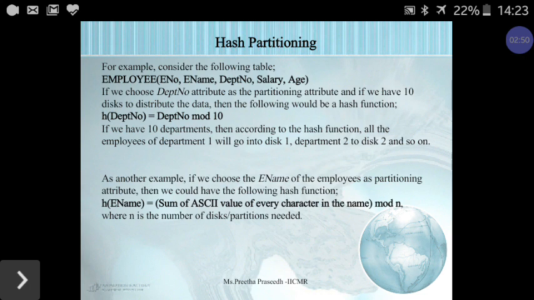Hash partitioning: here the hash function is applied on a particular partitioning attribute. In this example we are considering the department number. If we have 10 disks to distribute the data, then the hash function h of department number is department number mod 10. For the first department, 1 mod 10 gives the value 1, so the first department's values will go into disk 1.